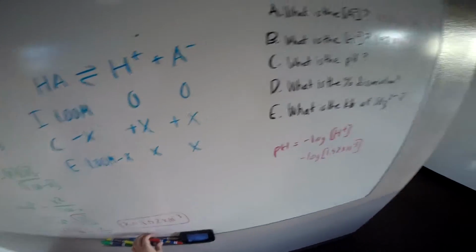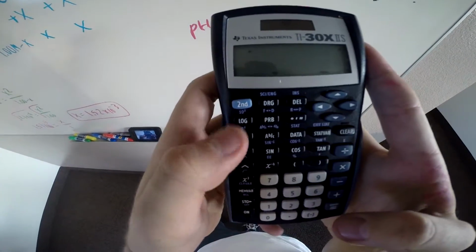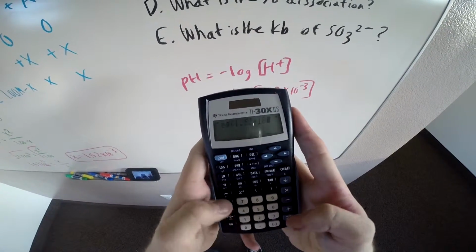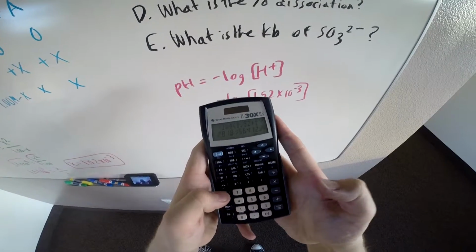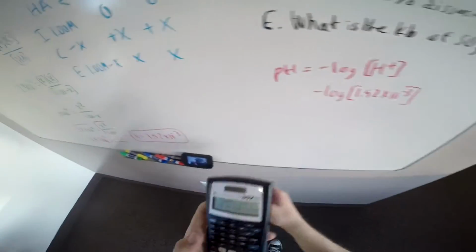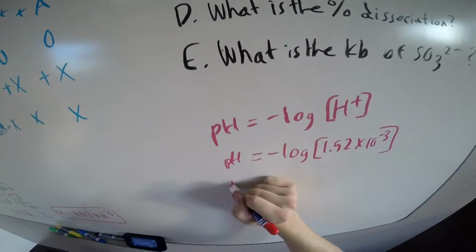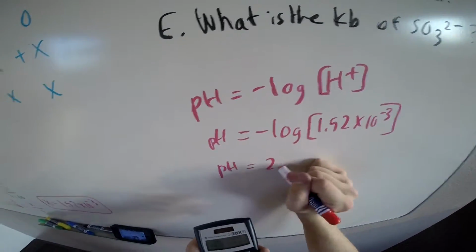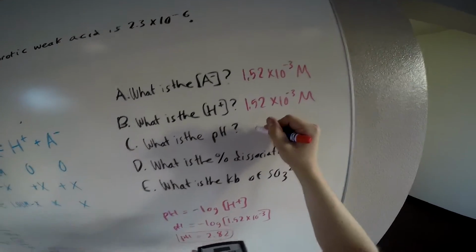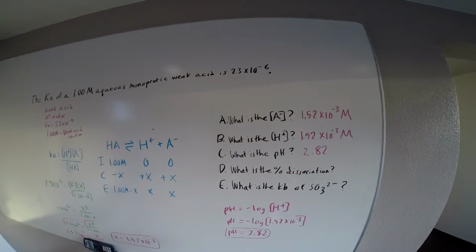So we're going to take our calculator and do the same thing. Negative log of 1.52 times 10 to the negative third. And we solve for that, and we get 2.8 as our answer. Right there, 2.8. So now we can write that down. What's pH? So our pH is equal to 2.82. And that's one of our answers. So now we just write it up here, 2.82.